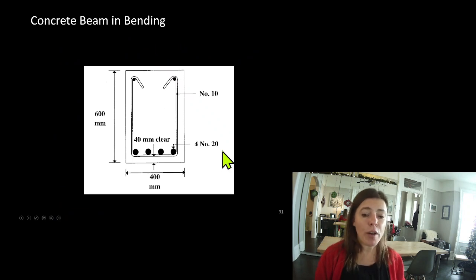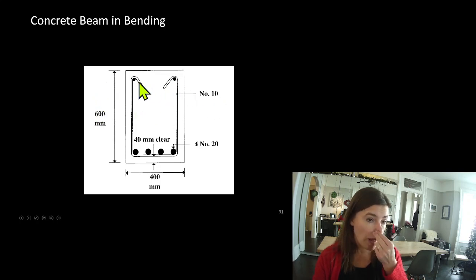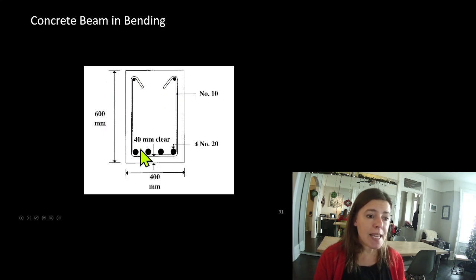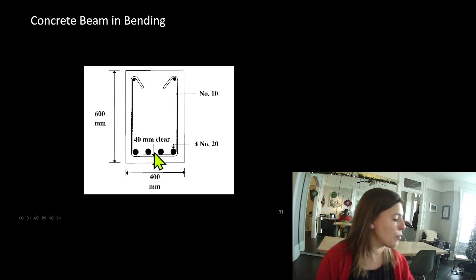All right, a concrete beam in bending. So this is what a typical concrete beam looks like. Here's the outline of our concrete. And remember, this might be in the depth of the slab. So our slab might be there as well. These are our bottom pieces of reinforcing.